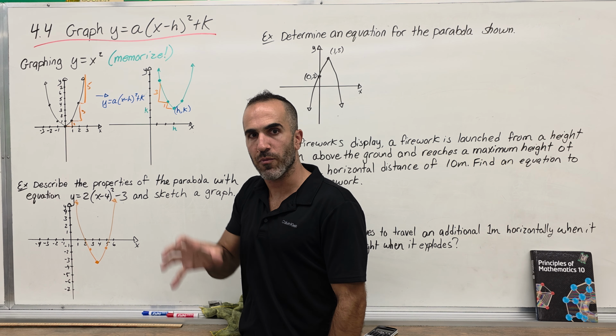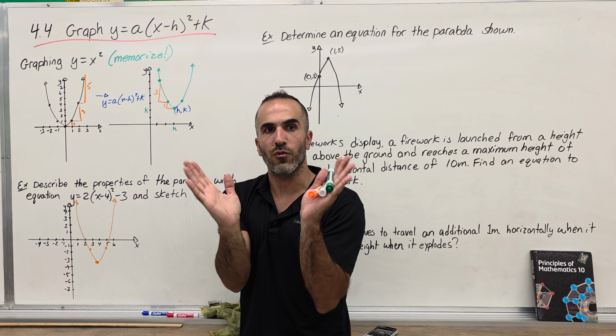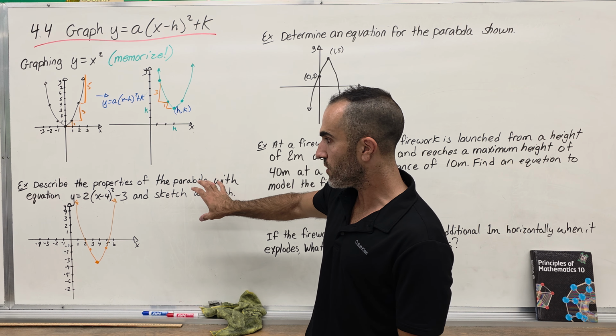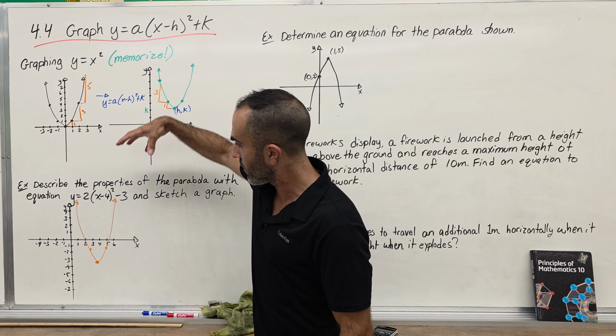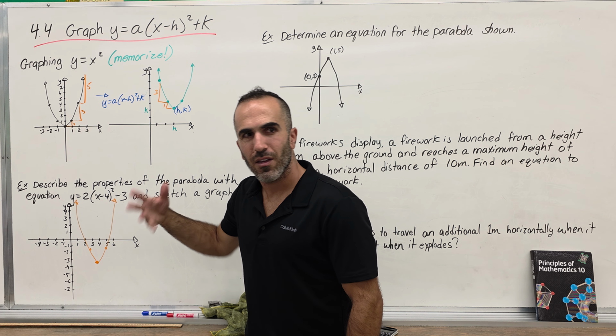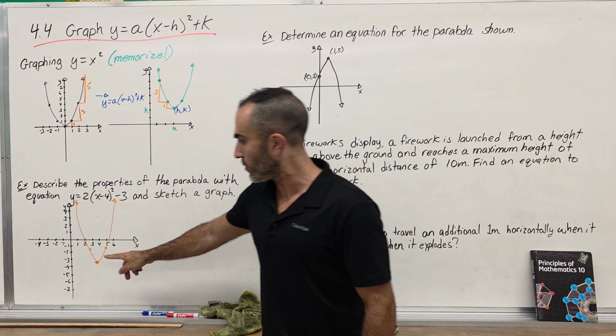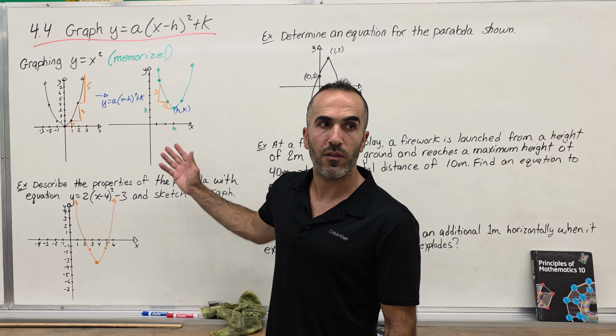Translation is when I move something. Transformation is when I transform something. So a horizontal translation, 4 units to the right, and a vertical translation, 3 units down. Okay? That's just the English way to describe those properties. But as long as you can plot that vertex, find some points, done.